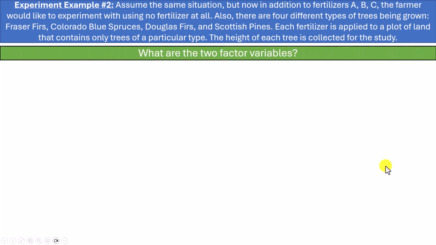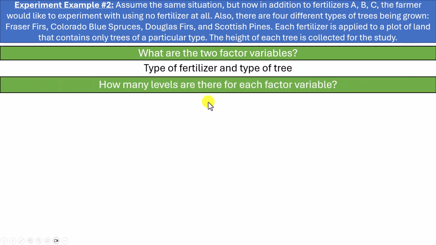So then we're asked for a number of different things. So first, what are the 2 factor variables? So now we have the type of fertilizer, and then we also have the type of tree. So we're kind of like randomly determining the fertilizer and then also the type of tree. Now we have 2 different factor variables.